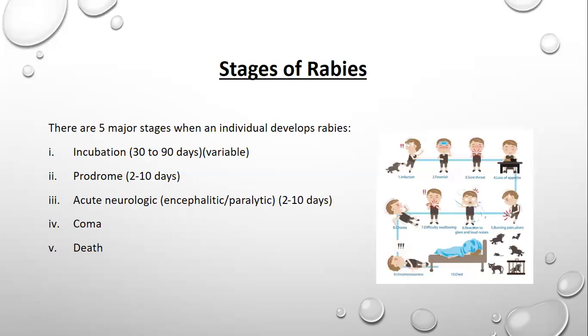Stages of rabies. There are 5 major stages when an individual develops rabies. Incubation period from 30 to 90 days, but it may be variable. Prodrome, 2 to 10 days. Acute neurological stage, 2 to 10 days, and eventually death.